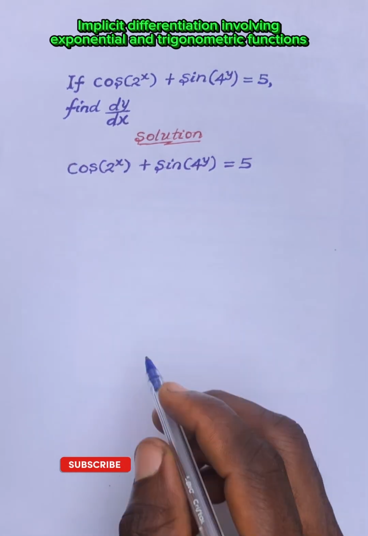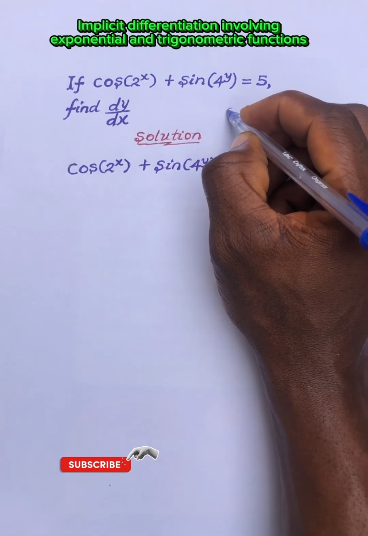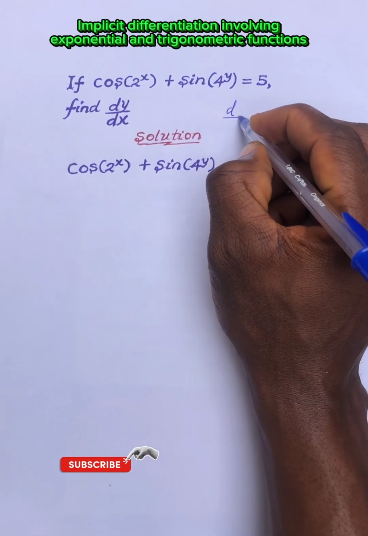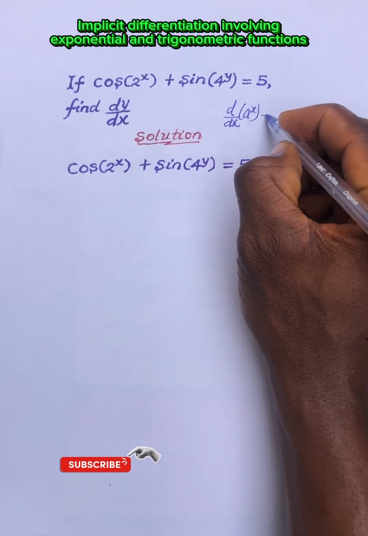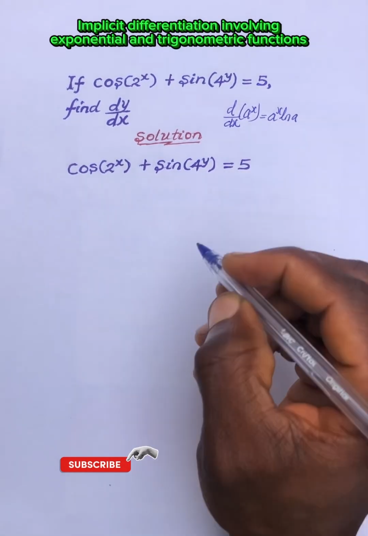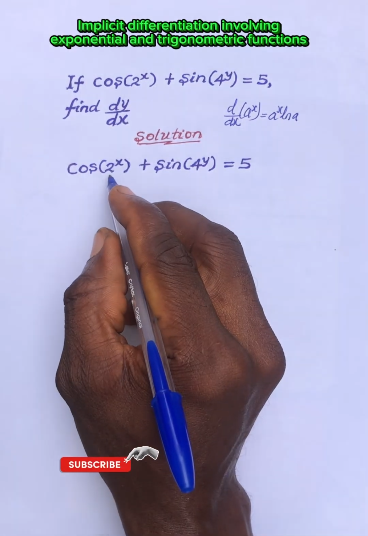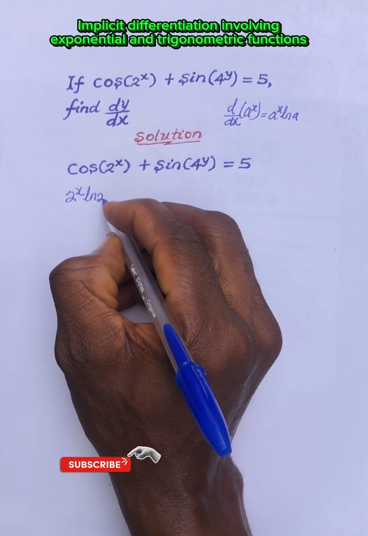2^x is an exponential differentiation, and from the definition of this, differentiating with respect to x, a^x, we have a^x ln a. So now we differentiate this, which becomes 2^x ln 2.